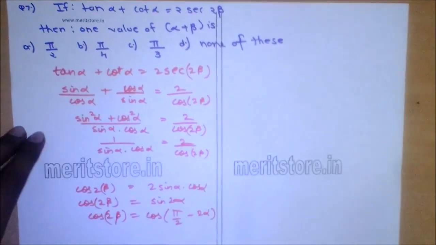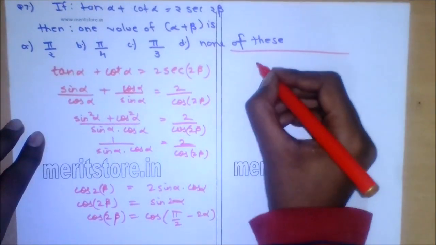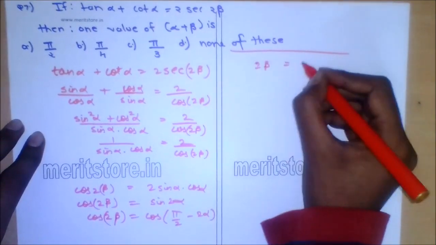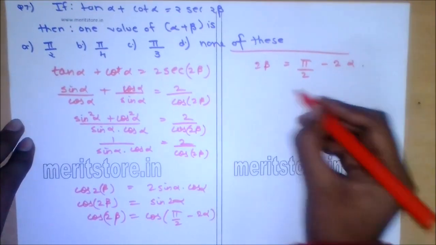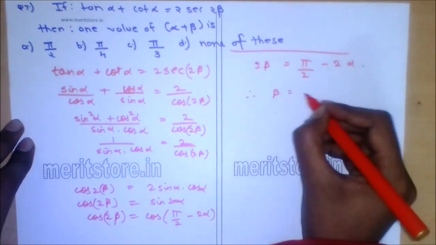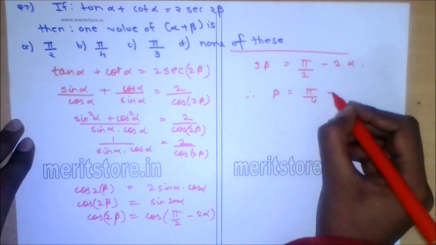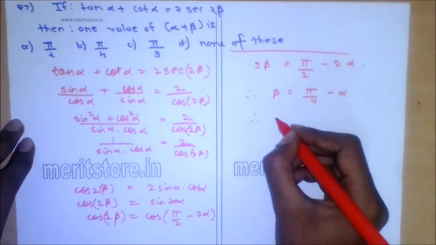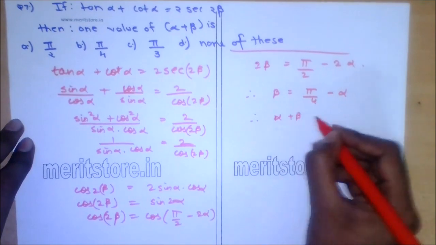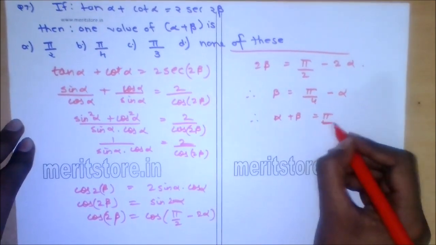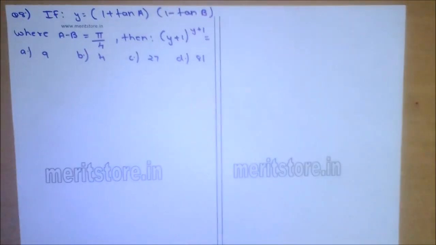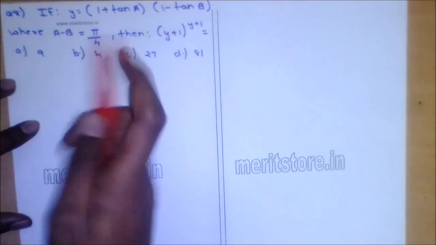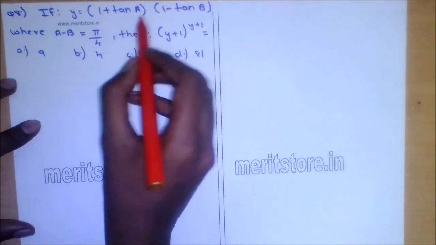So from this we can say 2 beta equals pi by 2 minus 2 alpha. Therefore beta equals pi by 4 minus alpha. Therefore alpha plus beta equals pi by 4, which is option B.